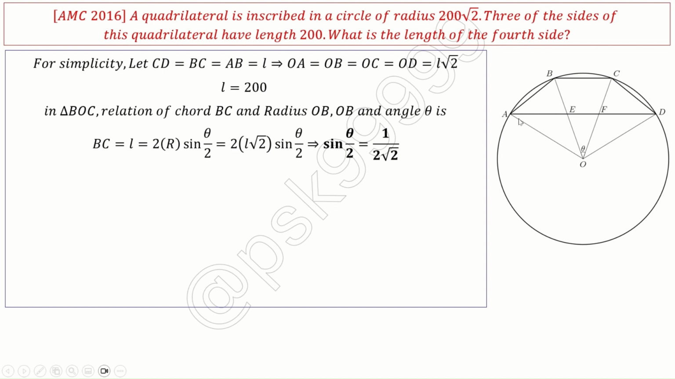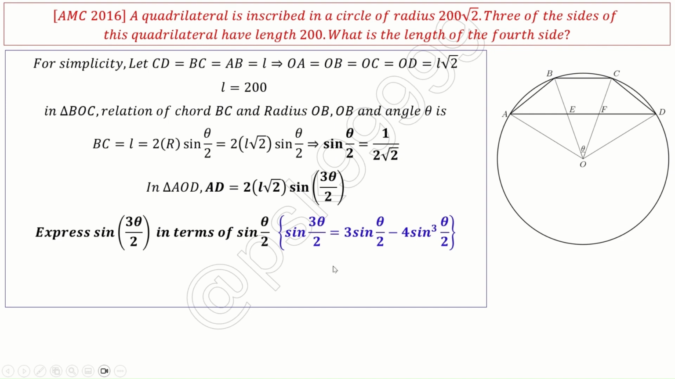Same thing if I apply, chord AD subtends an angle of 3 theta here, correct? So this will become sine 3 theta by 2. And if I can find sine 3 theta by 2, then I get my AD. That's it, simple. In AOD, AD is equal to 2 L root 2 into sine 3 theta by 2. Exactly the same. Now I just have to express sine 3 theta by 2 in terms of theta by 2.